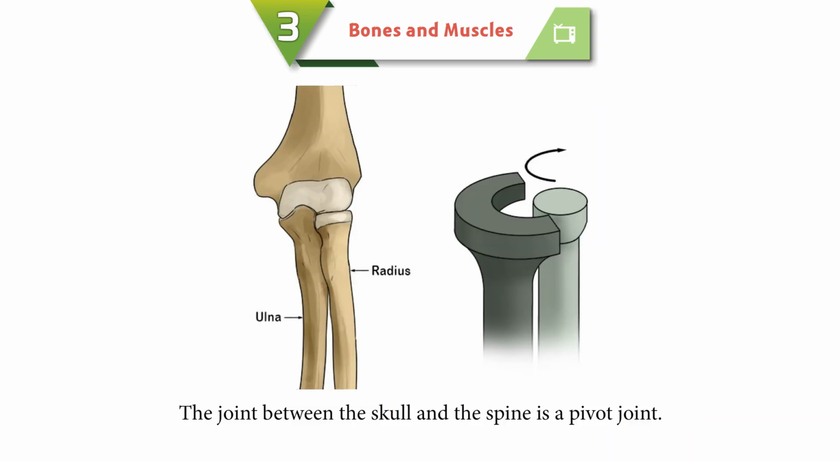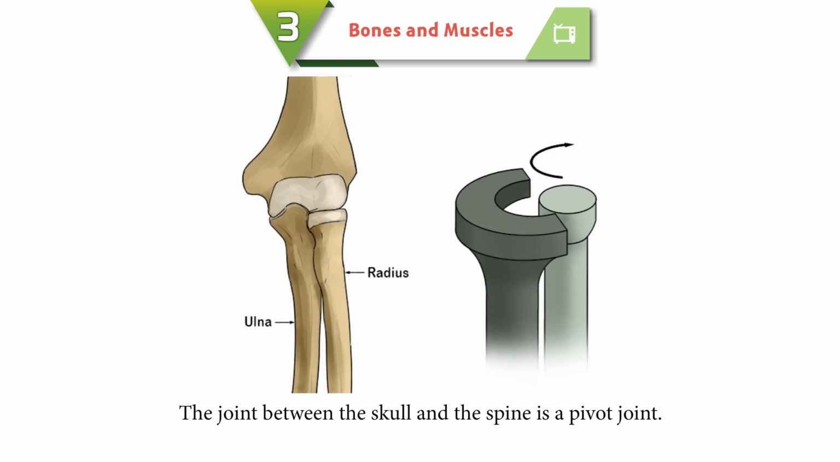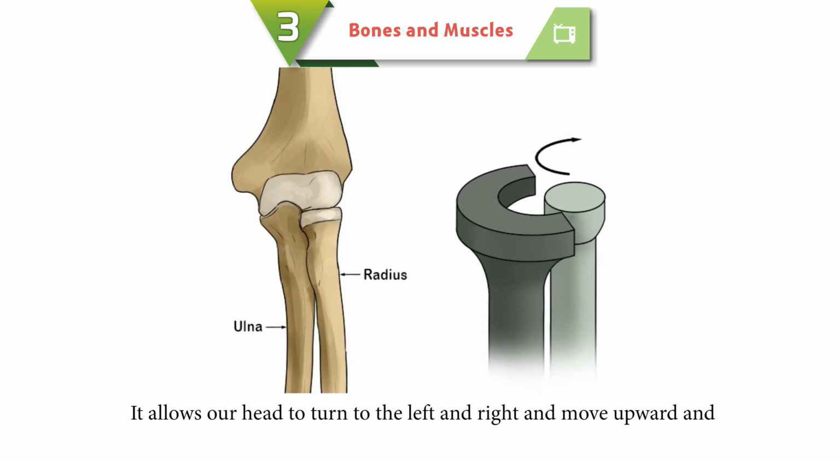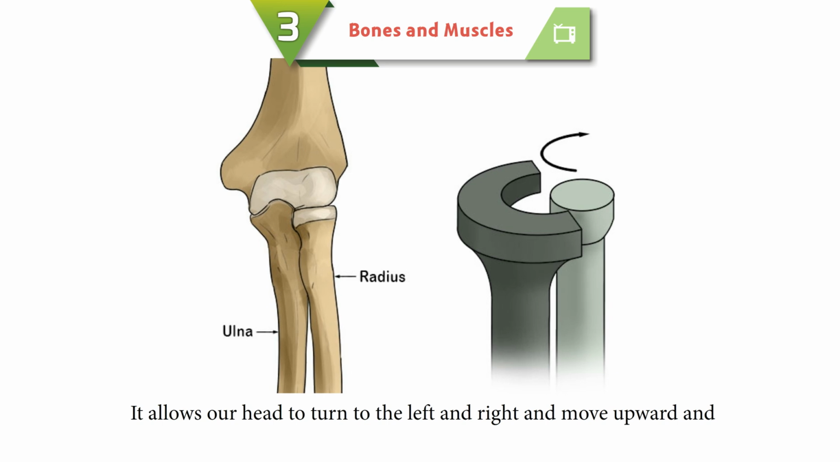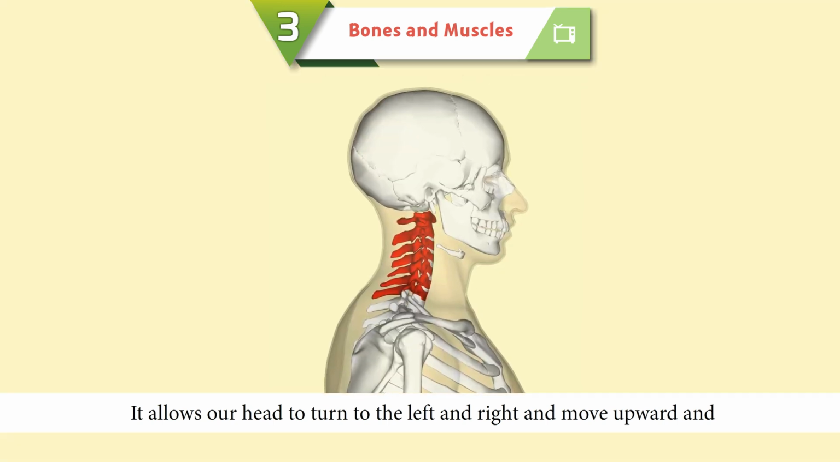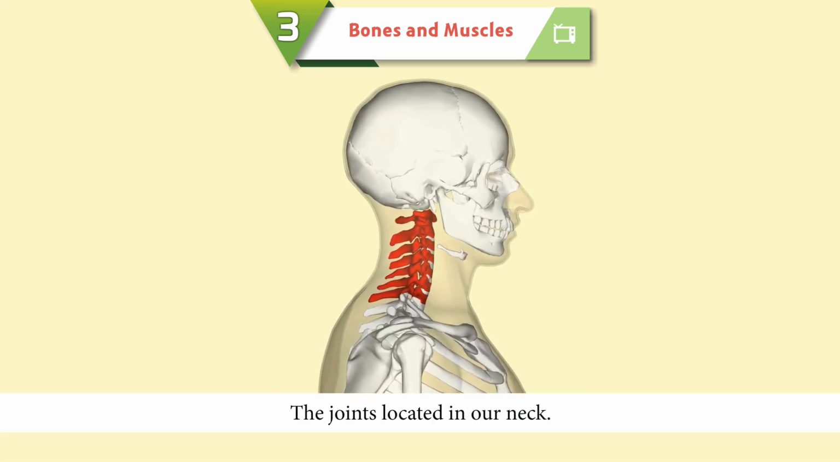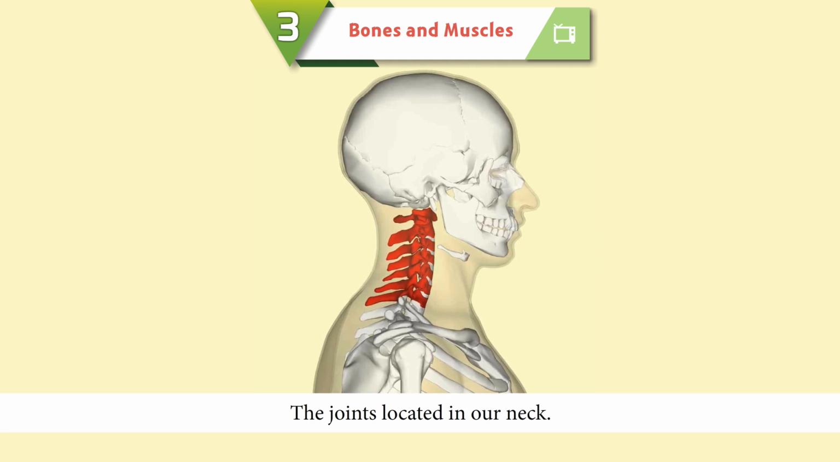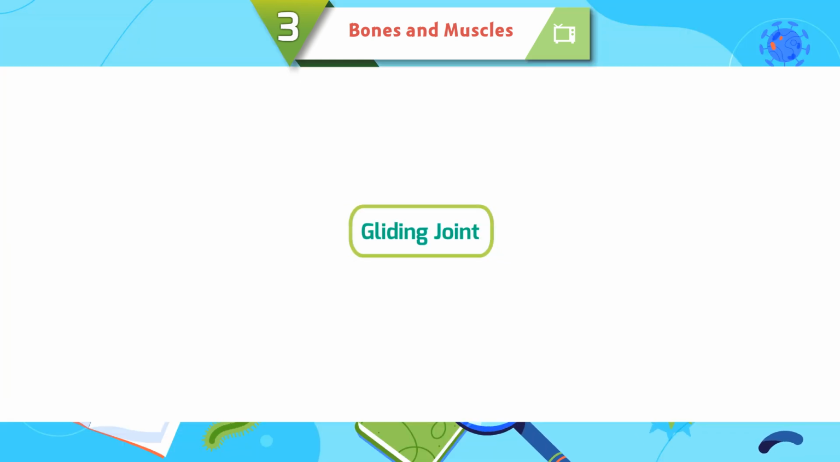Pivot joint. The joint between the skull and the spine is a pivot joint. It allows our head to turn to the left and right and move upward and downward easily. The joints located in our neck are also pivot joints.